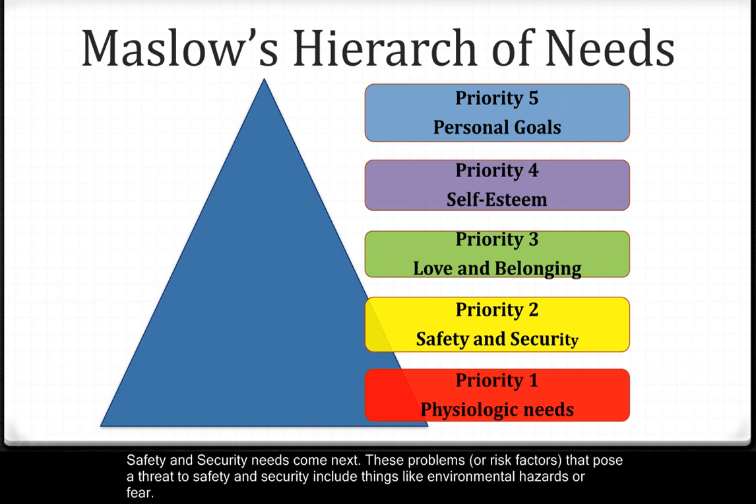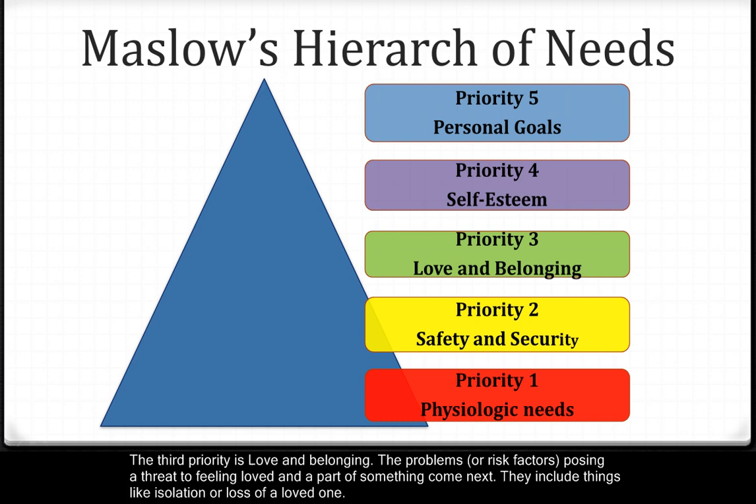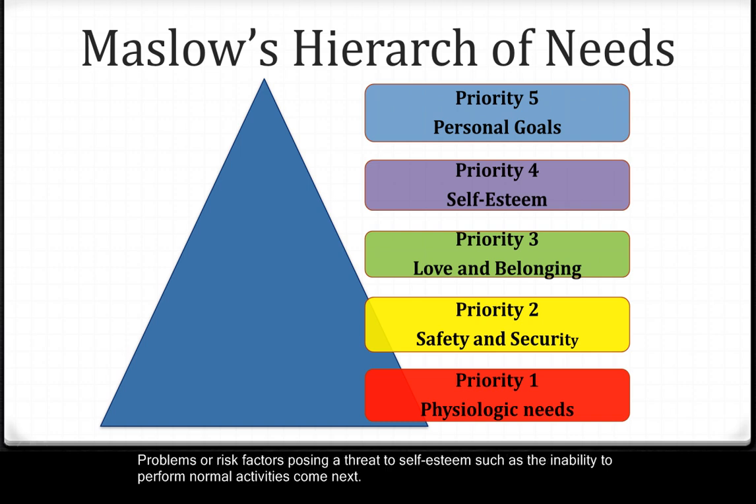Safety and security needs come next. These problems or risk factors that pose a threat to safety and security include things like environmental hazards or fear. The third priority is love and belonging. These problems or risk factors posing a threat to feeling loved and a part of something come next. They include things like isolation or loss of a loved one. Problems or risk factors posing a threat to self-esteem, such as the inability to perform normal activities, comes next. Finally, problems or risk factors posing a threat to the ability to achieve personal goals are addressed.